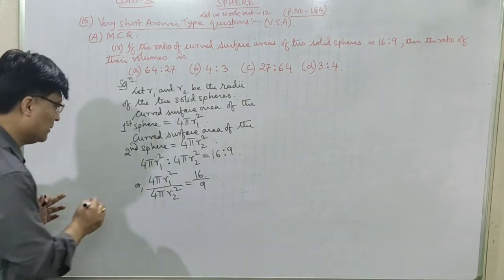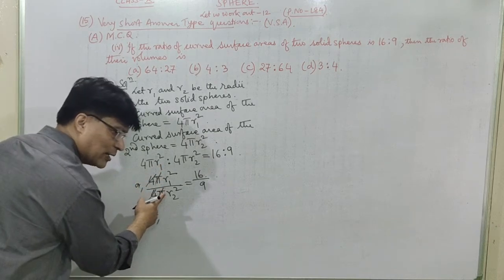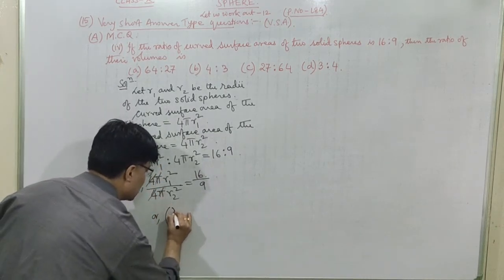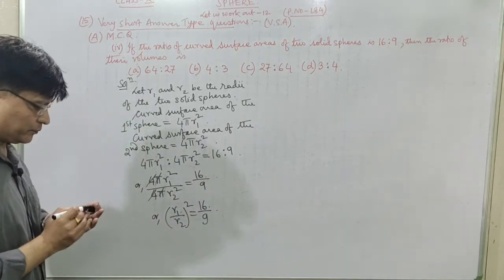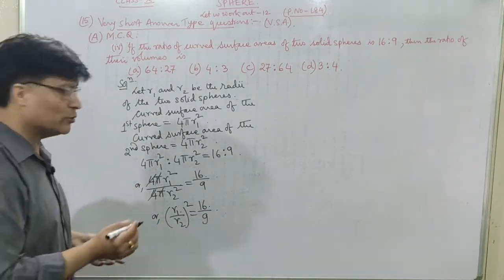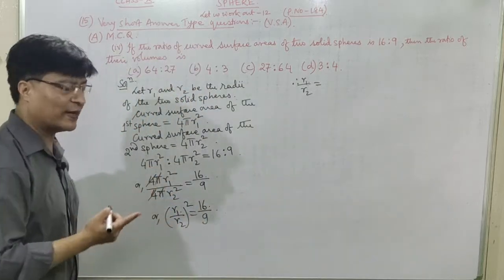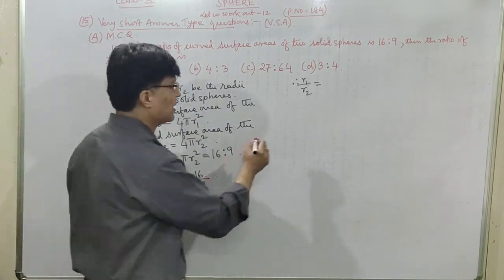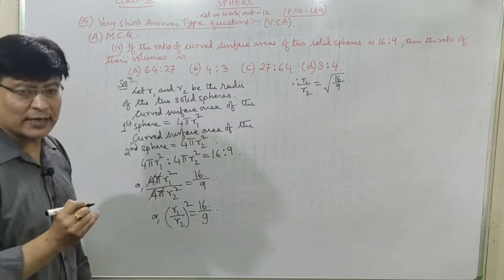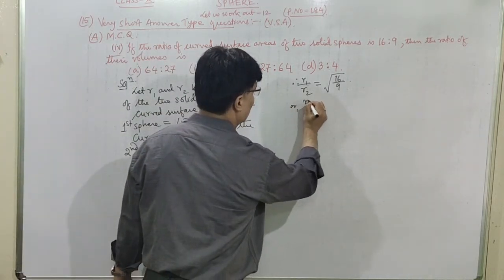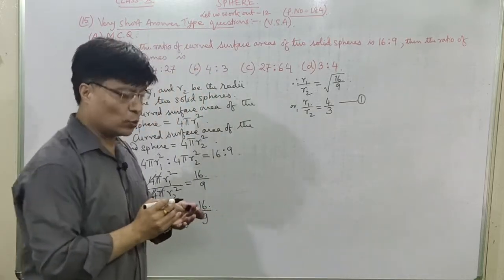Okay. So here you can cancel this 4, and pi gets cancelled. And now this r1 square upon r2 square can be written in terms of whole square. That is r1 upon r2 whole square is equal to 16 by 9. Now you have to get the value for r1 upon r2. Therefore, r1 upon r2 is equal to the square root of 16 by 9. What is the square root of 16 by 9? This is 4 by 3. You know that, isn't it? So r1 upon r2 is equal to 4 upon 3. Let us mark it number 1.